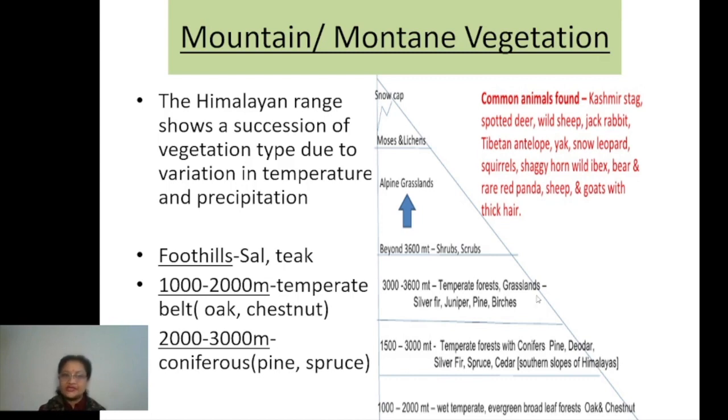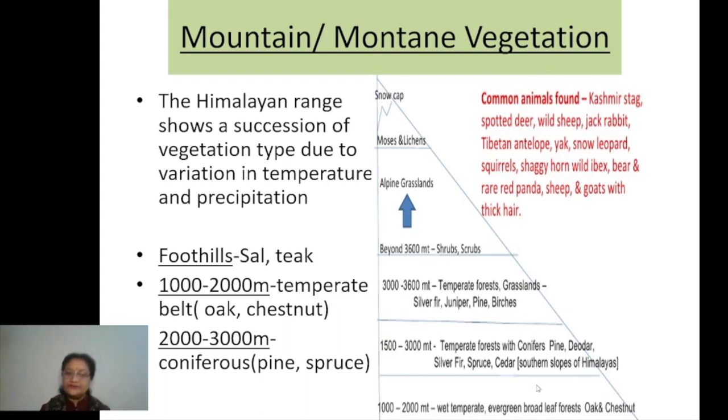As we keep on going higher and higher, the altitude keeps changing, and the precipitation also changes from rainfall to snowfall. As we go still higher up, you will find the precipitation type changes from rainfall to snowfall. And so you'll find the type of trees start changing to the coniferous type of vegetation.